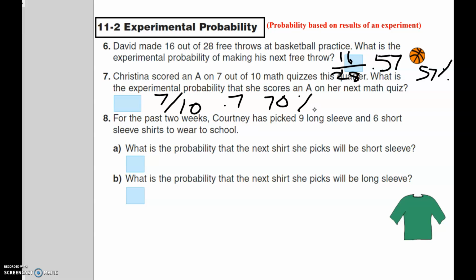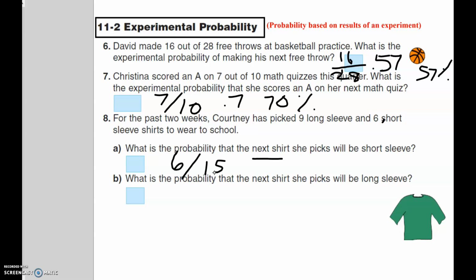Okay, last one for this section. Courtney has picked 9 long sleeve and 6 short sleeve shirts. What is the probability the next shirt will be short sleeve? Well, she has 6 short sleeve out of the total. The total is 9 plus 6, so it'd be out of 15 shirts. Divide it, multiply by 100 to turn into a decimal and a percent.